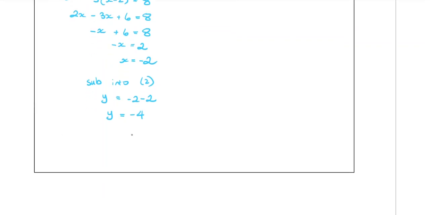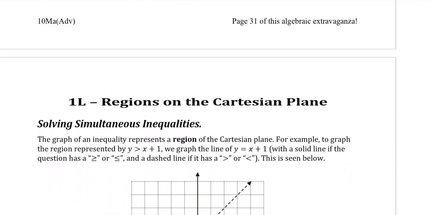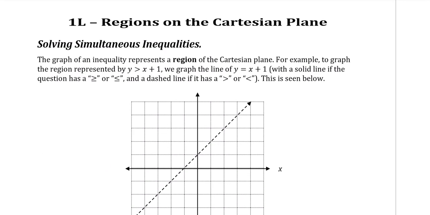So this is two graphs that we're talking about here. So the point of intersection is minus 2, minus 4. Okay, so hopefully that is all fresh in your memory. Let's move on to regions in the Cartesian plane.